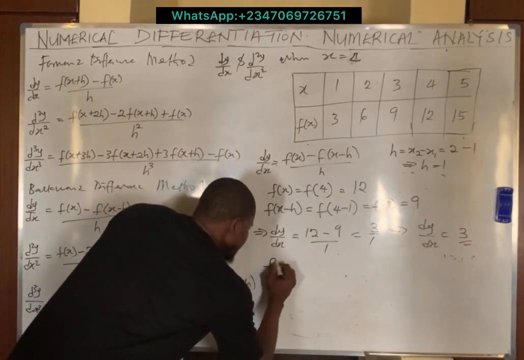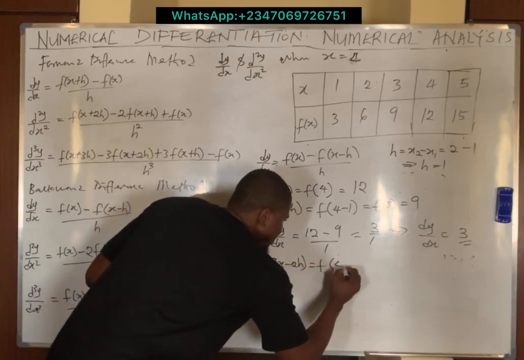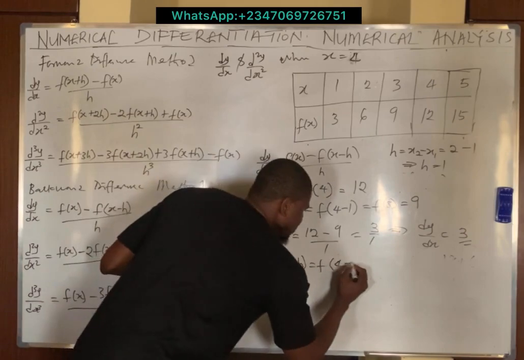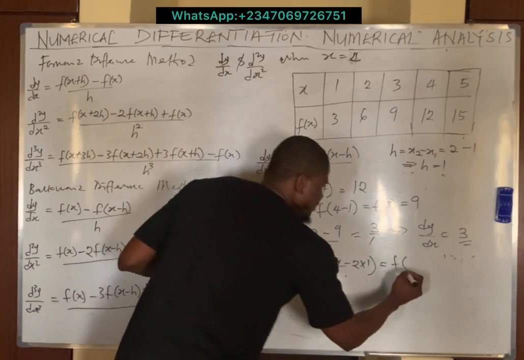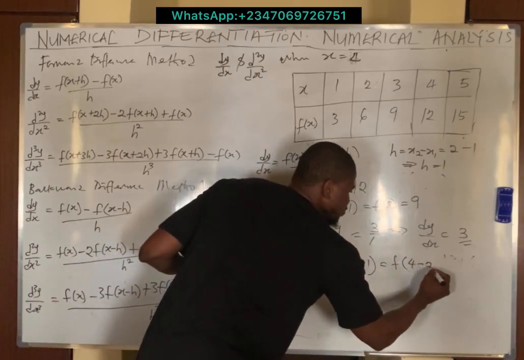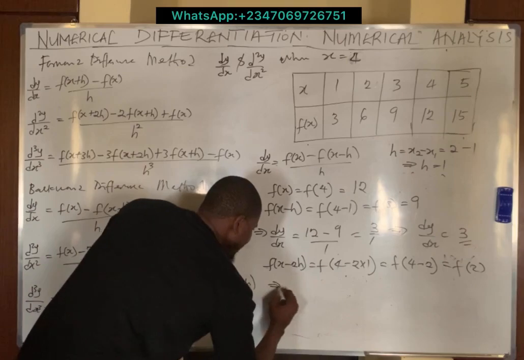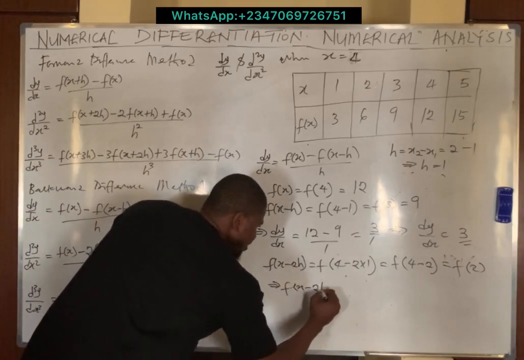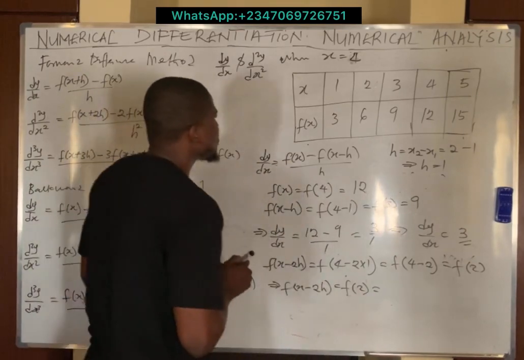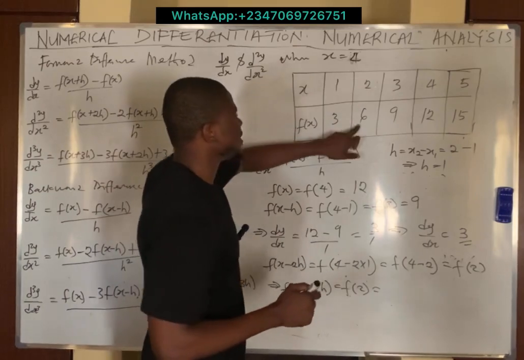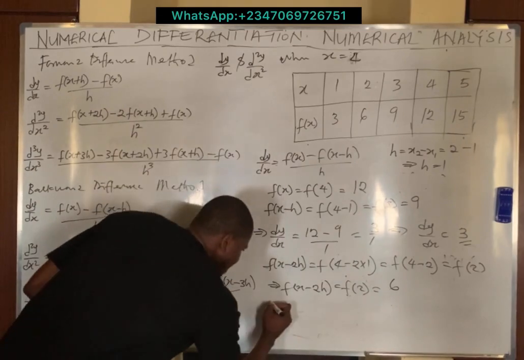So f(x - 2h) is going to be equal to f of x, the point of interest, which is 4, minus 2 times h, which is 1. So this is f(4 - 2 times 1), which is f(2). This implies that f(x - 2h) is actually f(2). From the table, when x is 2, what is y? The value there is 6. So f(2) is simply 6. With this, you can now find your second derivative.